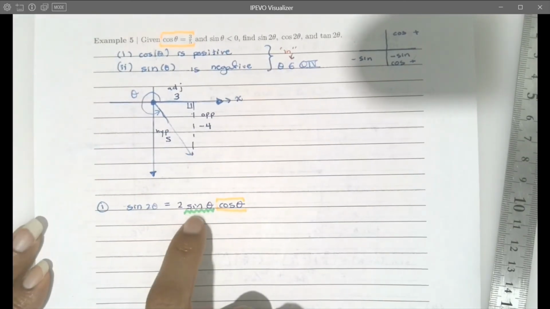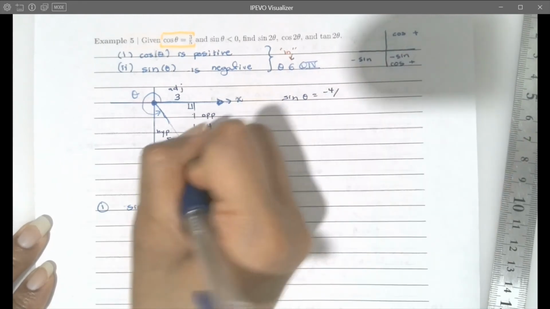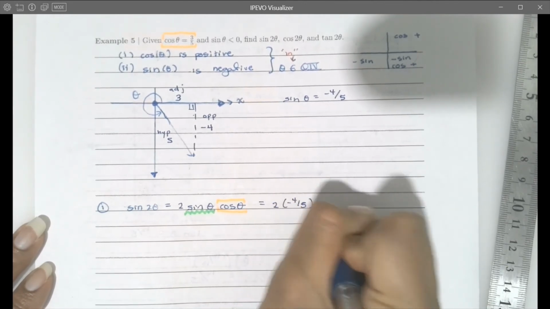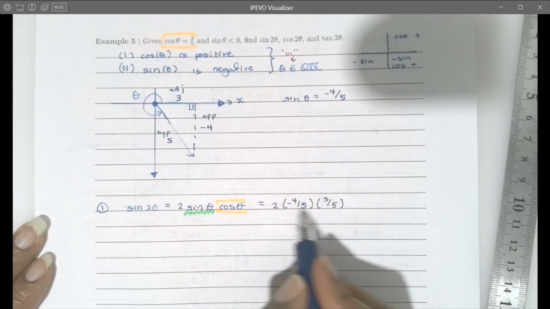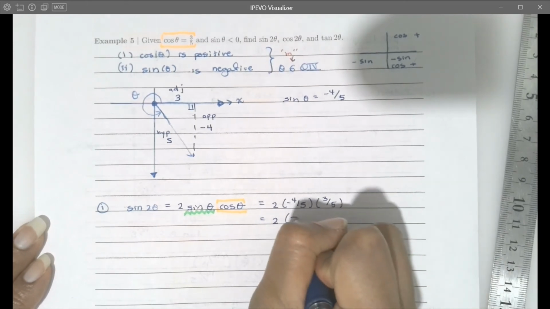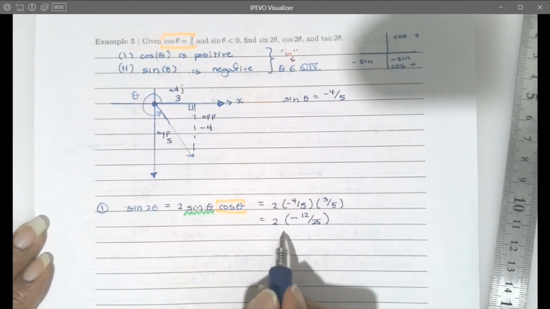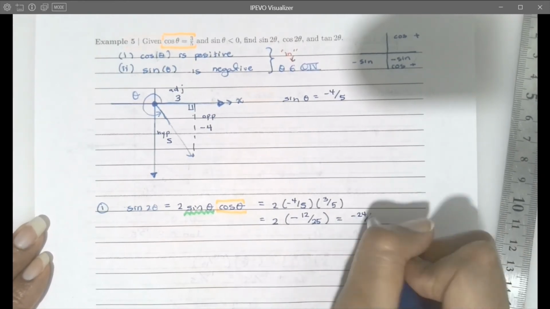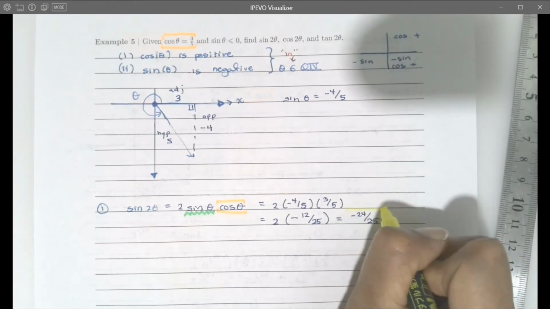What does that mean? Well, that means that sine of theta is going to be opposite, which is negative 4, over hypotenuse, which is 5. Okay, so we get 2 times negative 4 over 5 times cosine of theta, which was given to us as 3 over 5. So now we can multiply these together, and a 2 times a negative times positive will give us negative, 4 times 3 will give us 12, 5 times 5 will give us 25. And then this is like a 2 over 1, so 2 times negative 12 will give us negative 24 over 1 times 25, that is just 25. So that is sine of 2 theta.